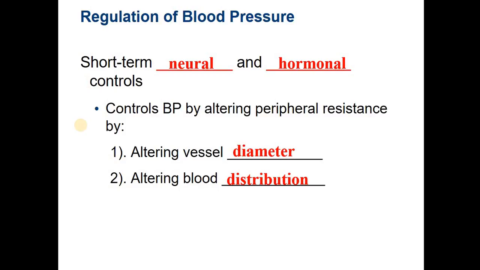And it's going to do that by altering your blood vessel diameter and altering the distribution. Diameter, you saw in the previous part that we just did, if you have a smaller diameter, it increases resistance, which can increase blood pressure. And then it'll be vice versa. If you increase the diameter, you have decreased resistance, and then that will decrease the pressure.